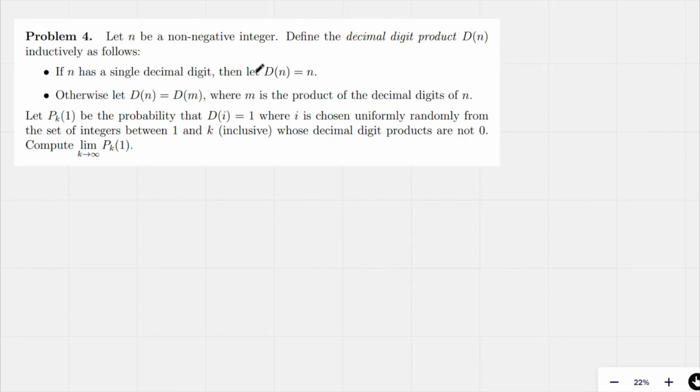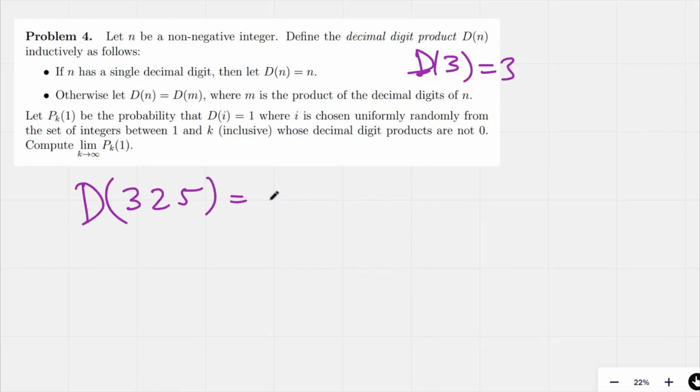So let n be a non-negative integer. Firstly, we define the decimal digit product d of n inductively as follows. If n has a single decimal digit, then d of n equals n. For example, d of 3 is just going to be 3, because 3 is a single digit integer. Otherwise, we let d of n be d of m, where m is the product of the decimal digits of n. So for example, d of 325 would be d of 3 times 2 times 5.